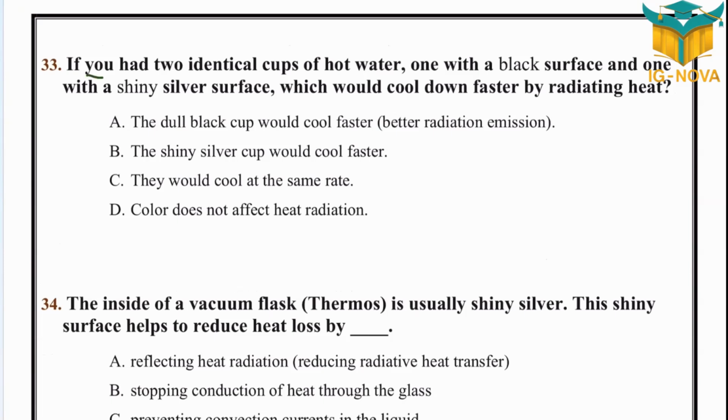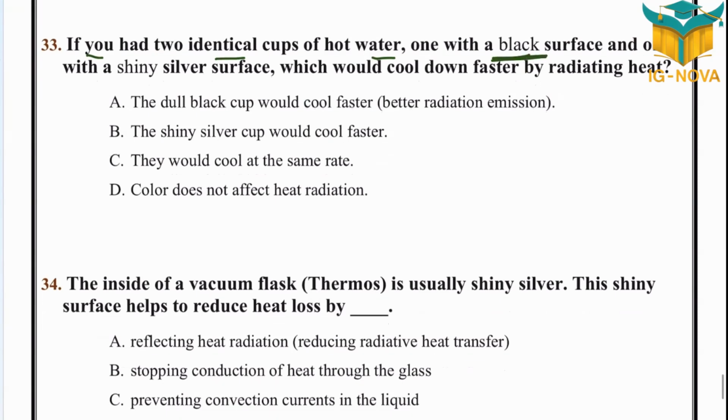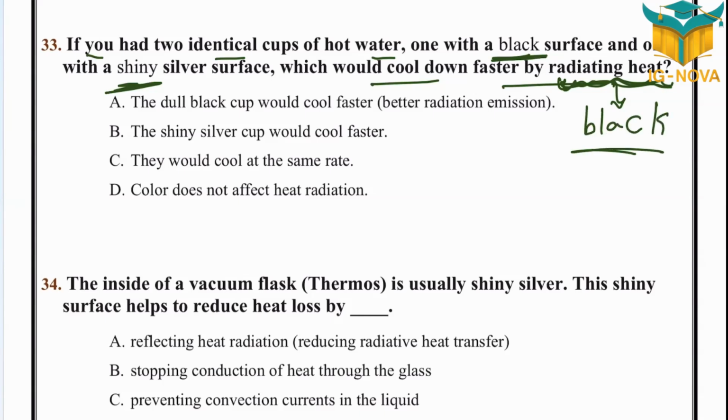Question 33. If you had two identical cups of water, one with a black surface and one with a shiny silver surface, which would cool down faster by radiating heat? Which one radiates faster, to lose heat faster? It must be the black cup, because black is a good absorber, the best absorber, and the best emitter. So for option A, the black cup would cool faster, with better radiation emission. Yeah, so it's A.